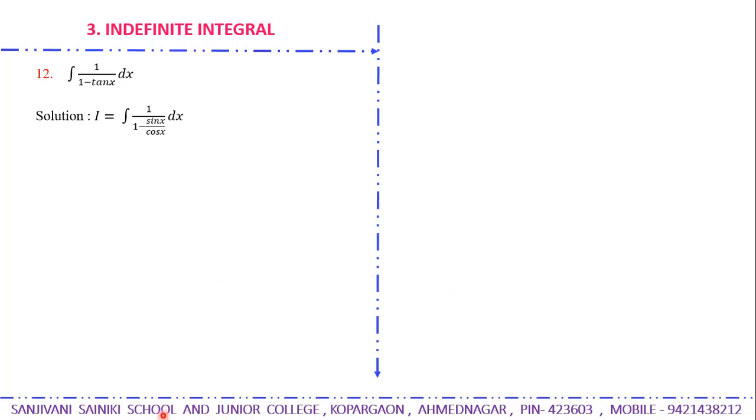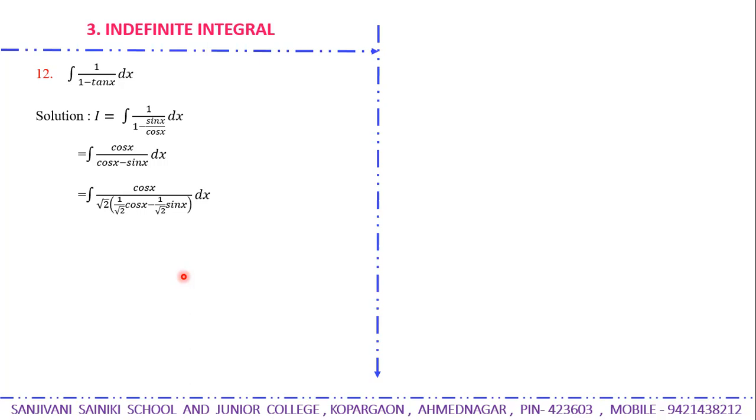Now look at this example, 1 upon 1 minus tan x. Now this tan x we can write as sin x upon cos x. So after simplification you will get this expression as cos x upon cos x minus sin x. So this expression is in the form of the standard integral a sin x plus b cos x upon c sin x plus d cos x. For such types of integrals, we have a choice of simplification.